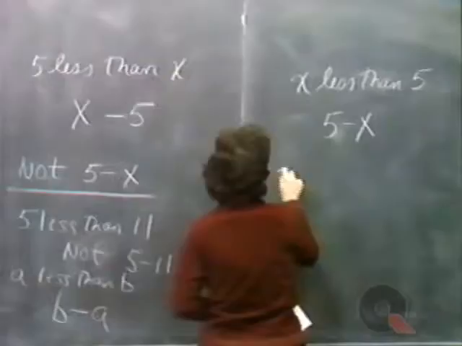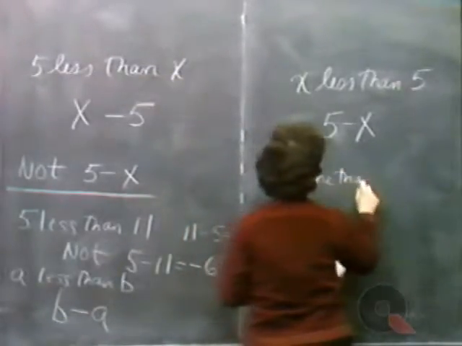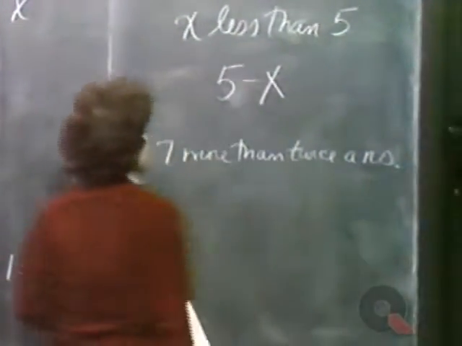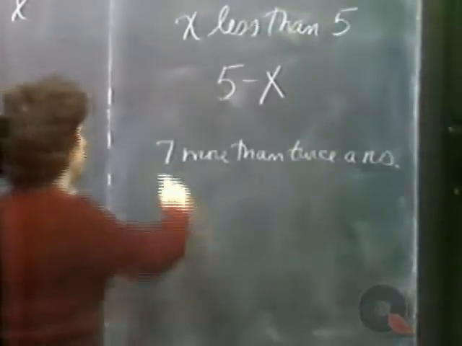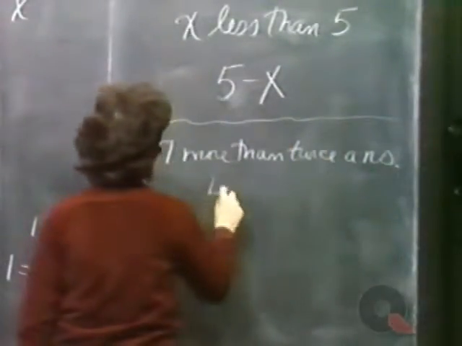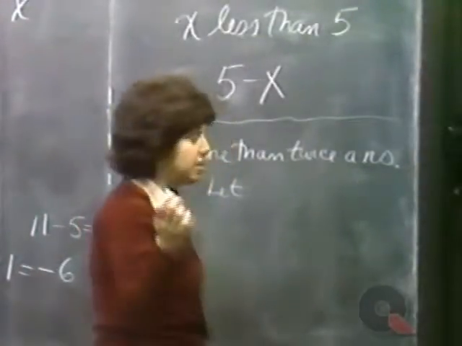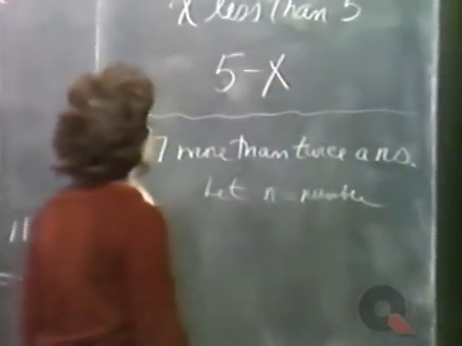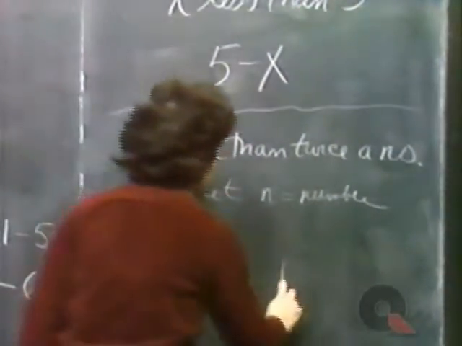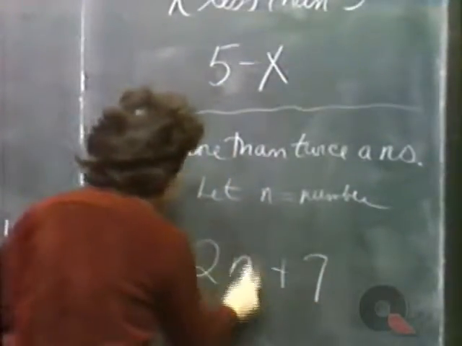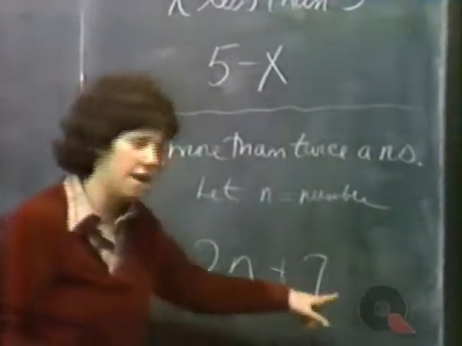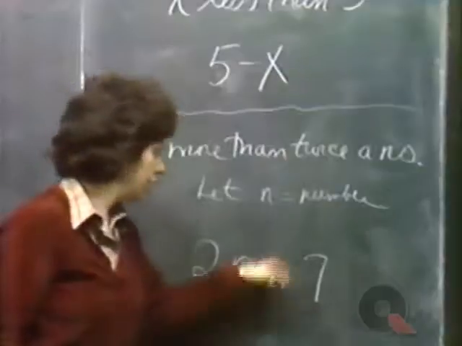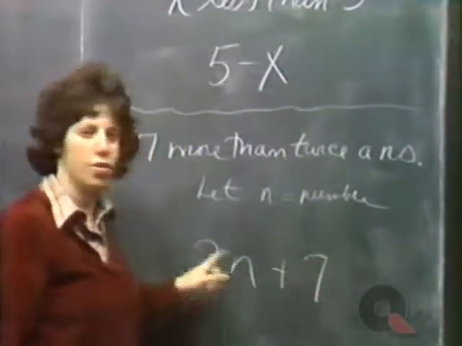Okay, how about 7 more than twice a number? We can let some variable represent the number. Let's let n equal the number. 7 more than twice a number is 2n plus 7. Twice a number increased by 7. 7 more than twice a number.